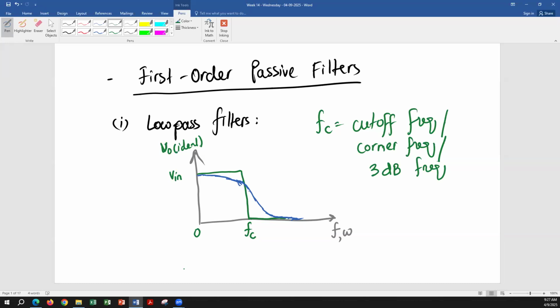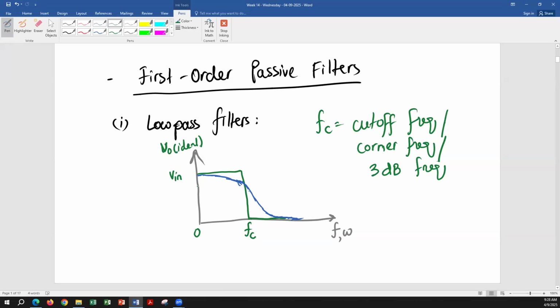So at DC, remember, if you have a capacitor in the circuit, the capacitor is going to be fully charged, an open circuit at steady state. If you have an inductor in the circuit, fully charged, it is a short circuit at steady state. So at DC, for the ideal low pass filter, your output and input are equal. But as you start increasing the frequency on the x-axis, the output starts going down.